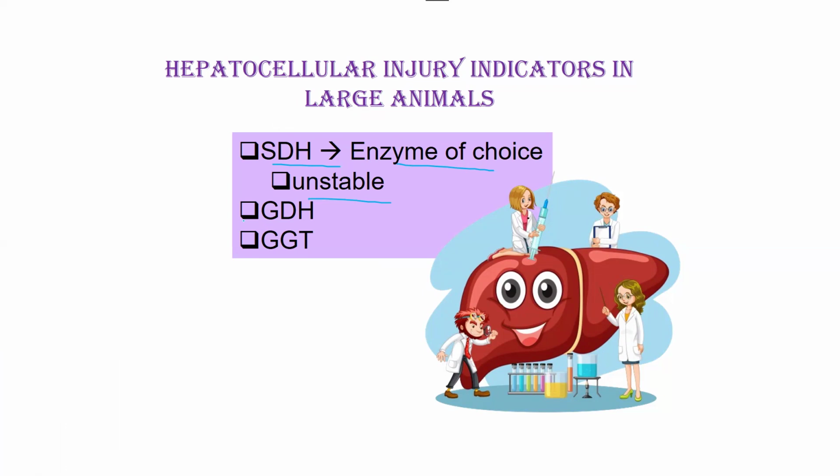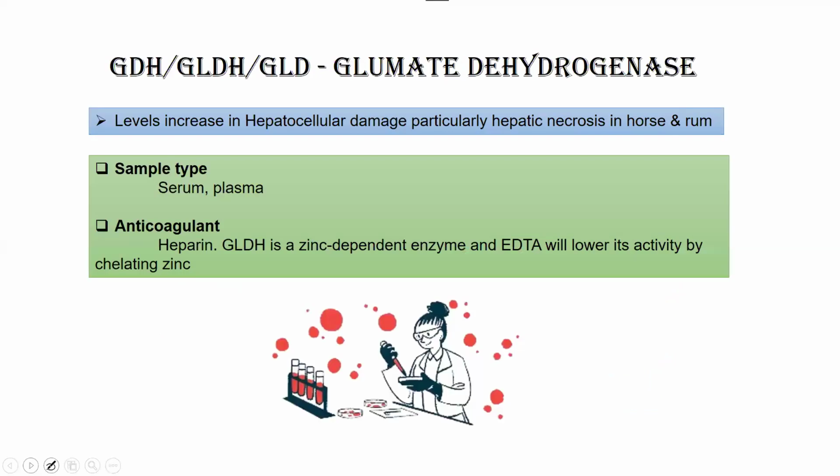So what we do is we also include GDH in the panel test, and also GGT, but their preference is like this: the most important one, second most, and the third most. GGT has been discussed in the previous video. The other two are left. Now let's begin with GDH.